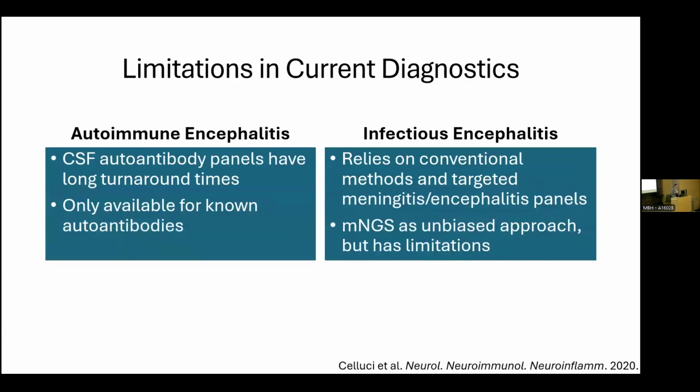Taking a step back, again, part of the reason why this can be so challenging is we are limited in our diagnostics. So when we think about the diagnosis of autoimmune encephalitis, we have the clinical syndrome and clinical history in conjunction with autoantibody panels, which have long turnaround times, and they're only available for known autoantibodies. So there's a really high likelihood of a false negative. And then in infectious encephalitis, we have our historical conventional methods, targeted panels, and then NMGS, which I mentioned as an unbiased approach, but definitely has its limitations.